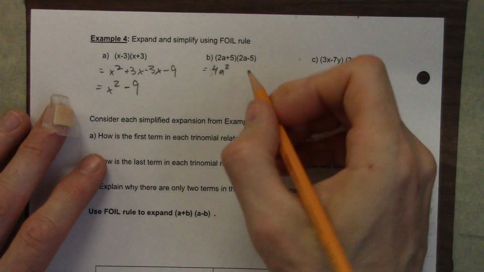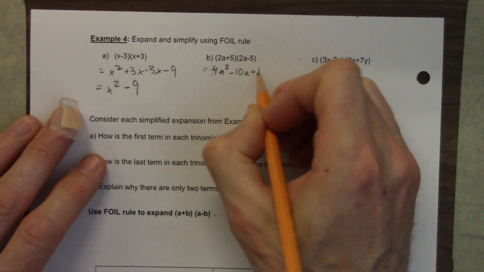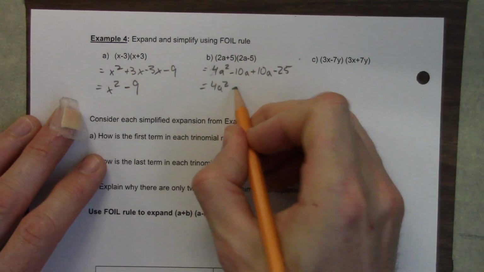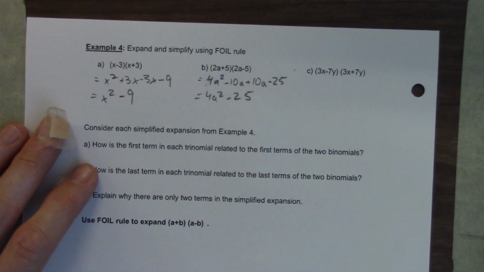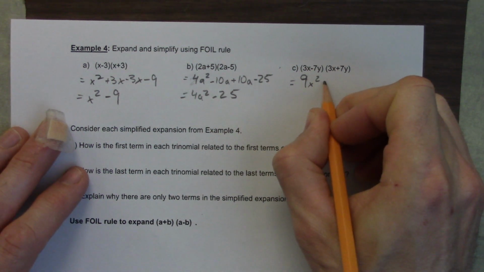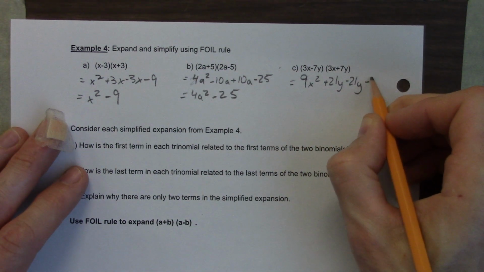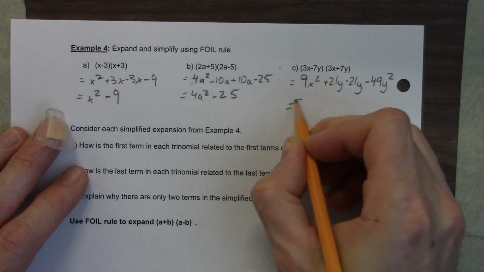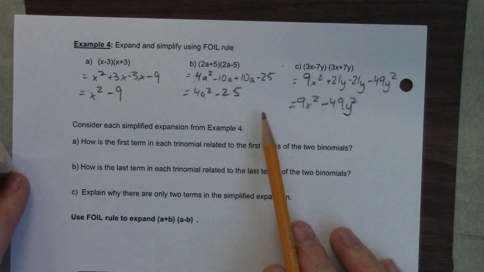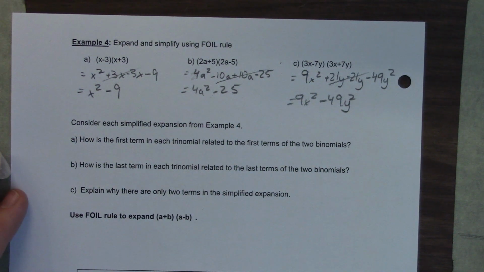Thank you. Okay, this becomes minus 10a, and this becomes plus 10a, and this becomes minus 25. So we get okay. Okay, so I didn't do anything new there. I did the middle step, and what you saw is every time the two middle terms canceled out.